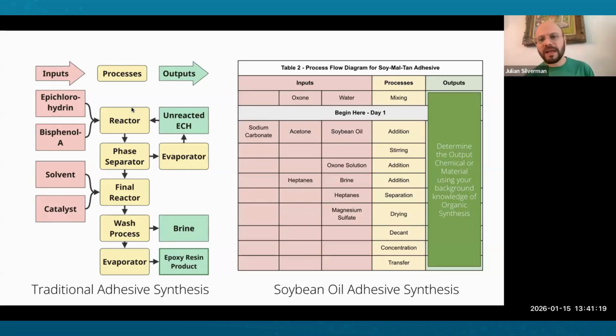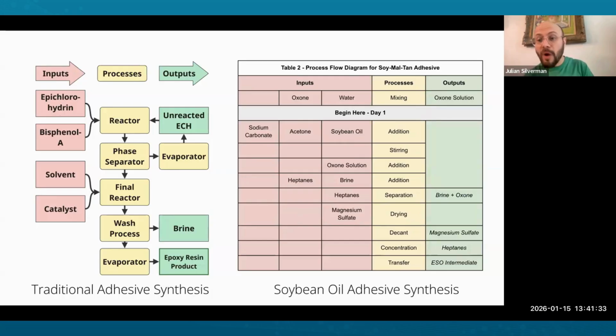And so, for example, if we mix our oxone and water, the first output is just an oxone solution. Not very fancy. But as you may know from doing separations with organic solvents, in this case, the soybean oil will end up in the organic phase, which means that the brine, for example, is going to have the oxone with it. This is going to be one of our wastes. The magnesium sulfate, which is a drying agent, is also going to be considered waste at the end. You could be fancy and maybe dry that and reuse it if you'd like, if that's possible.